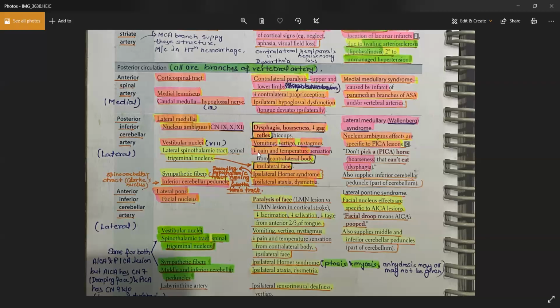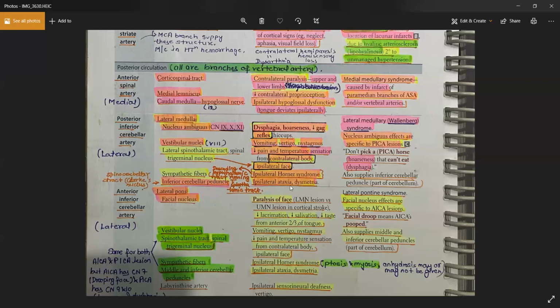Now the spinothalamic tract will get damaged, so there is pain and temperature loss. You will have a loss of sensation of the ipsilateral face because of trigeminal nerve damage. Sympathetic fibers will also die. You will get Horner syndrome on the ipsilateral side. You will have damage of the cerebellar peduncles.